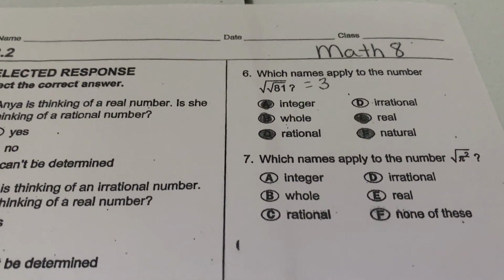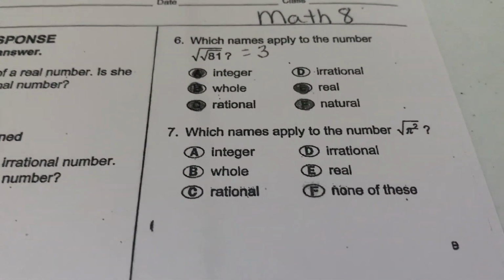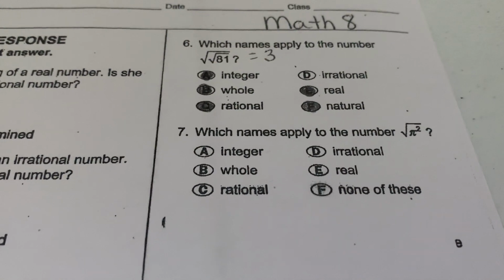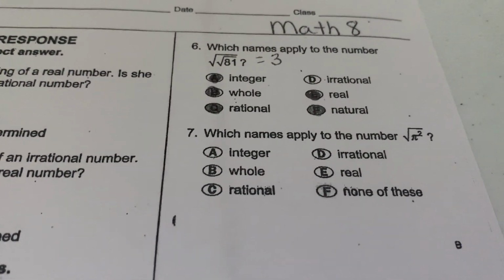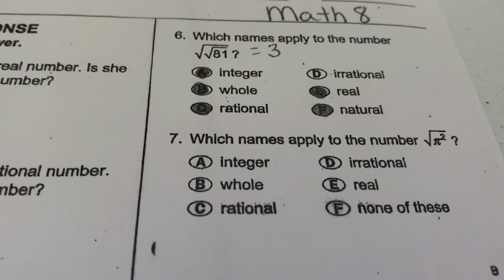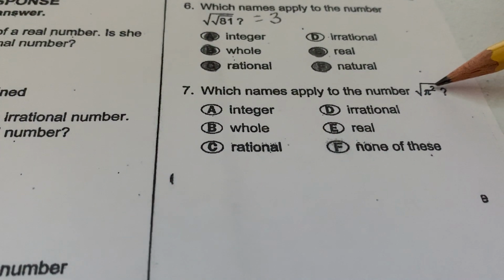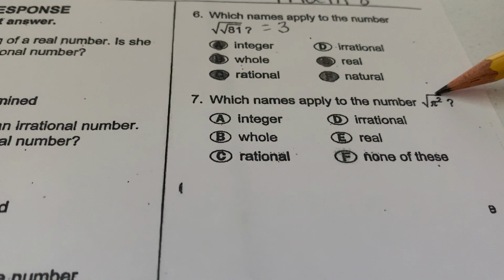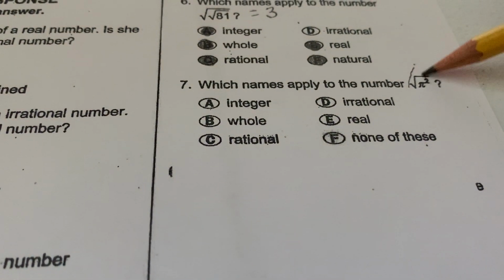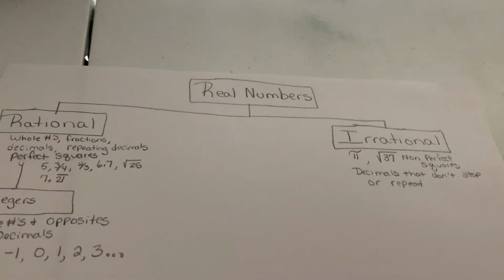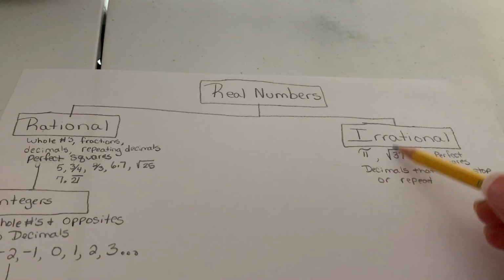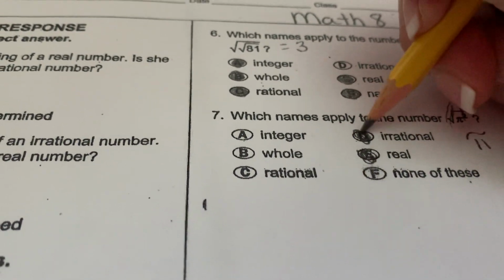All right, last one. Which names apply to the number, the square root of pi squared? Well, we learned that when you square a number and take the square root, those two things cancel each other out. So we're simply left with pi. And from our chart, we know that pi is irrational and real. So let's circle those in. It is real and it is irrational.